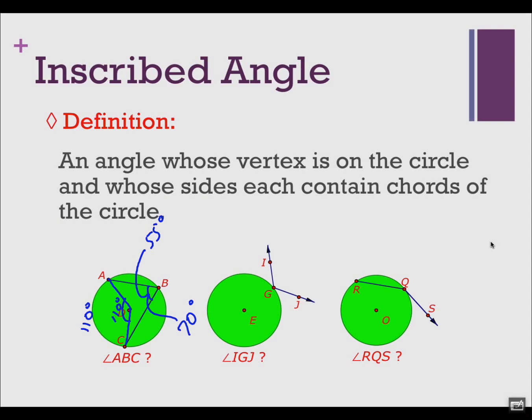ADC is proportional to ABC. ABC is proportional to ADC. Yes. But in order to have a proportion, you have to compare two ratios. So what's your other ratio?